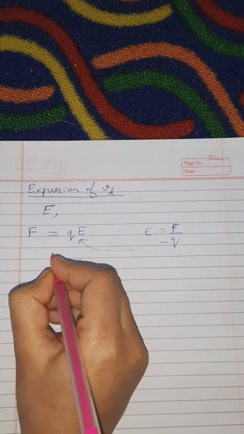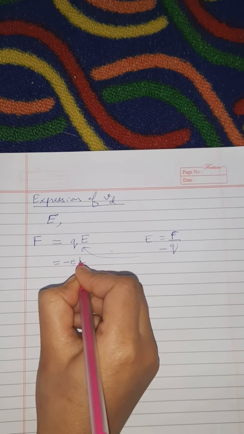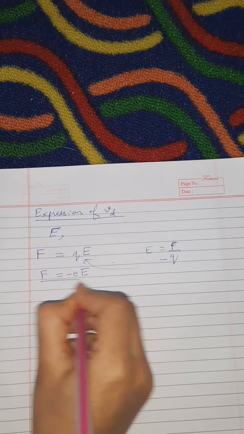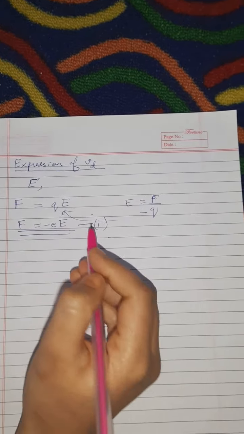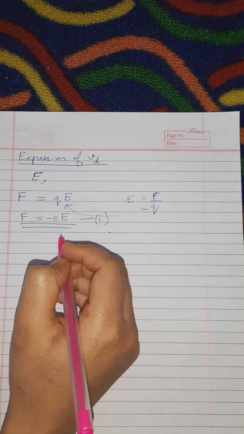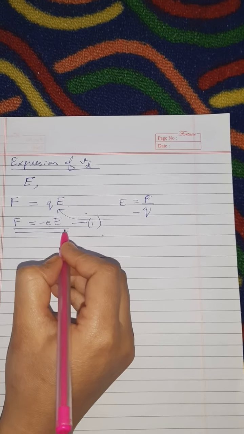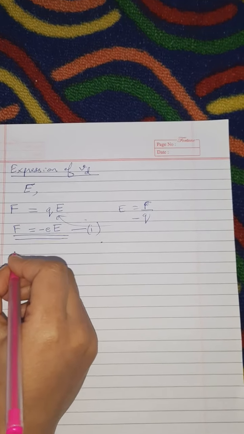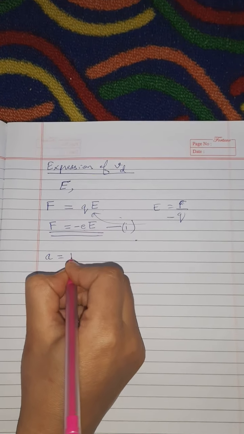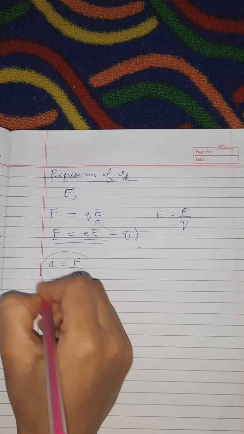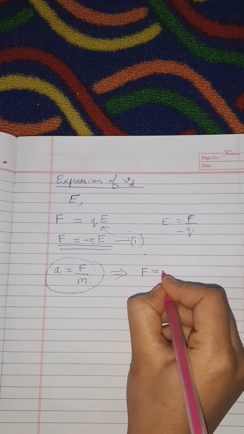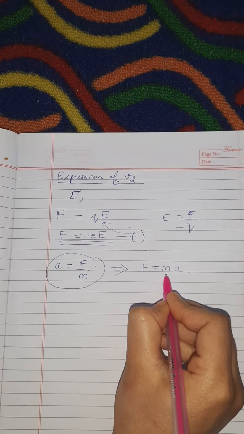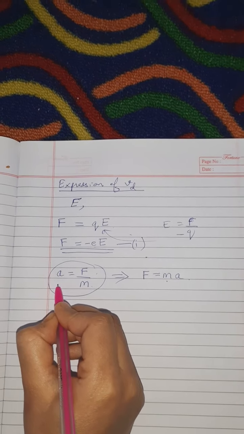Now what is the charge on each electron? It is minus e. So the force on each electron will be equal to minus e into E. Let's take it as 1. Now, since they are moving, the electrons will acquire an acceleration. The acceleration formula is a is equal to F by m. Where did we get this expression from? Very simple. From Newton's second law of motion, F is equal to m into a. So we have used this to find the expression for acceleration.